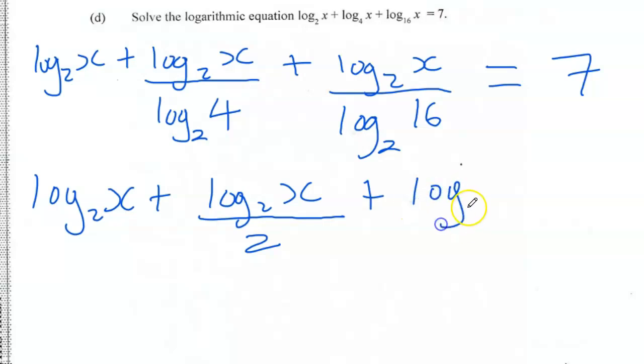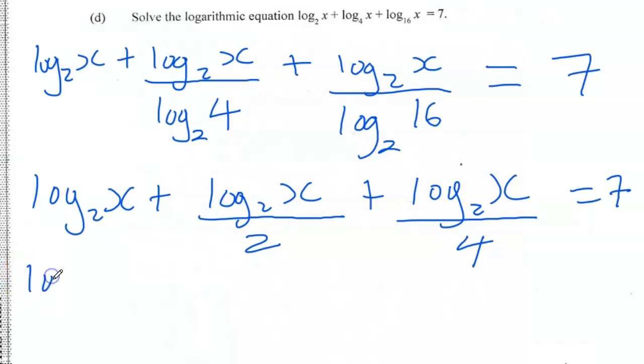Third term on the right hand side here. To get the value of log 16 base 2, you think of which value you can raise the base to in order to get 16. 2 to which power gives you 16? 2 to the power of 4, so this will be 4. Equal to 7.